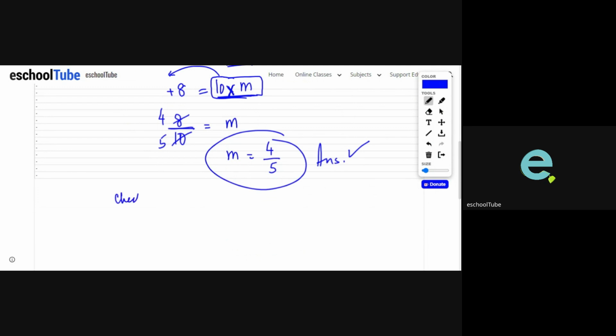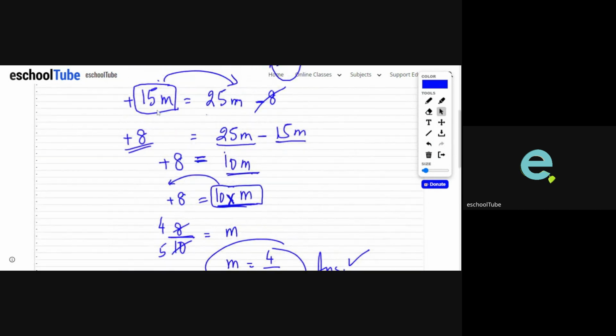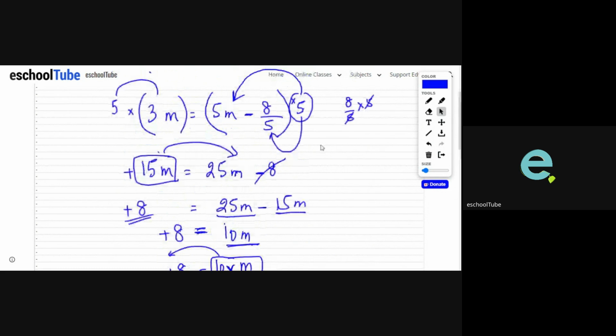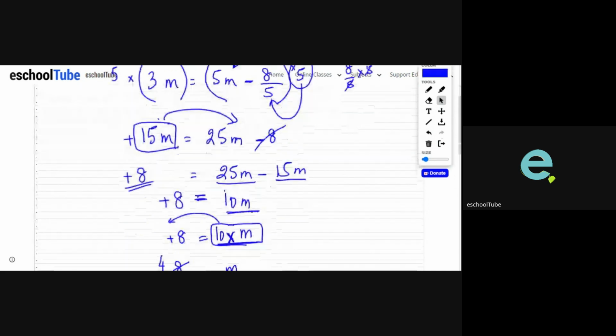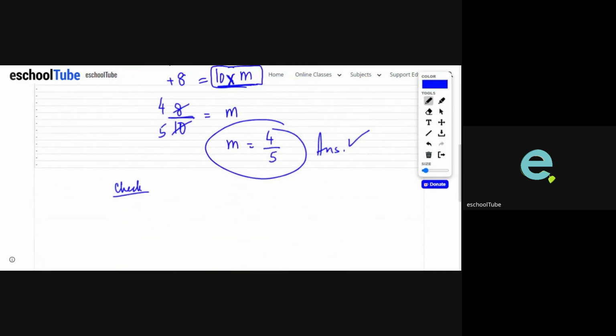Check. जो original equation है, that was 15. What was the original? 3m is equal to, the given question was 3m is equal to 5m minus 8/5. क्या था? 3m is equal to 5m minus, बोलते जाओ क्वेश्चन बोलो, 8/5.